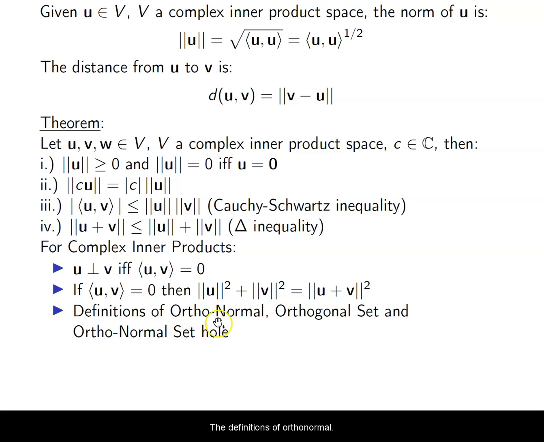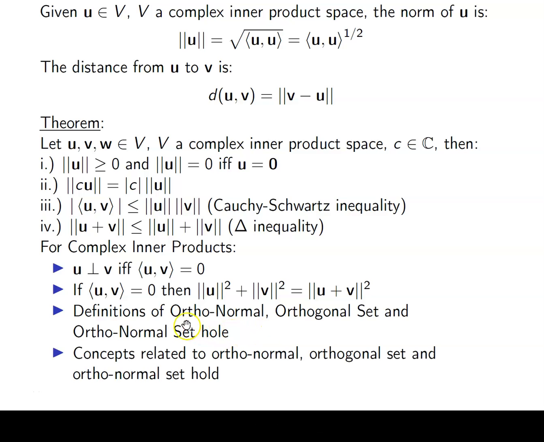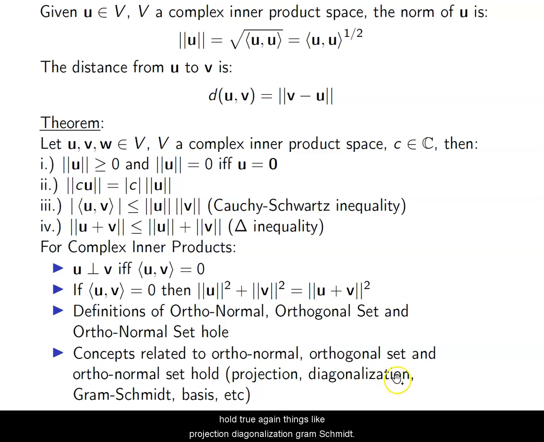The definitions of orthonormal matrices, orthogonal sets, and orthonormal sets hold true as well. So I'll fix this little typo, okay? And the last one is that the concepts related to orthonormal, orthogonal sets, and orthonormal sets also hold true. Again, things like projection, diagonalization, Gram-Schmidt, orthogonal sets being a basis, etc. All the things that come with this, which is a lot, right? These all hold true. So basically, everything from real vector spaces is the exact same thing in complex vector spaces, especially with a complex inner product defined. It's just that some of the math is, well, I guess you would say harder because you have to take into consideration conjugates and complex values and things like that, right?